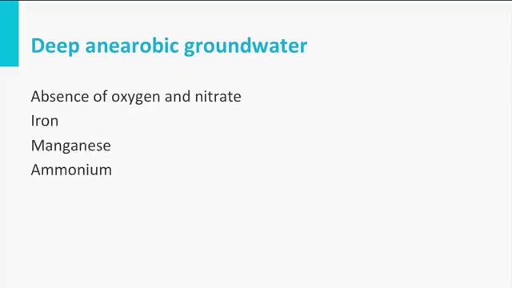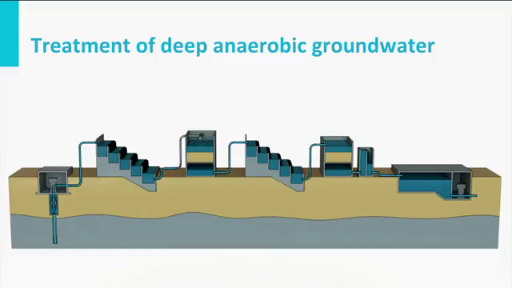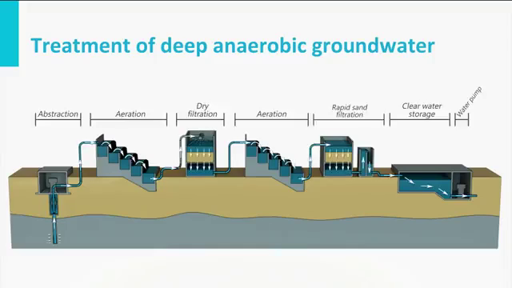The last treatment scheme in today's lecture is for deep anaerobic groundwater. Both oxygen and nitrate are absent in this groundwater, and organic material is broken down with sulfate as an oxidant. In deep anaerobic groundwater, iron, manganese and especially ammonium are present in high concentrations, in addition to hydrogen sulfide and methane. For the removal of ammonium, a lot of oxygen is required, even more oxygen than can be dissolved in the water during aeration. In other words, more than the saturation concentration.